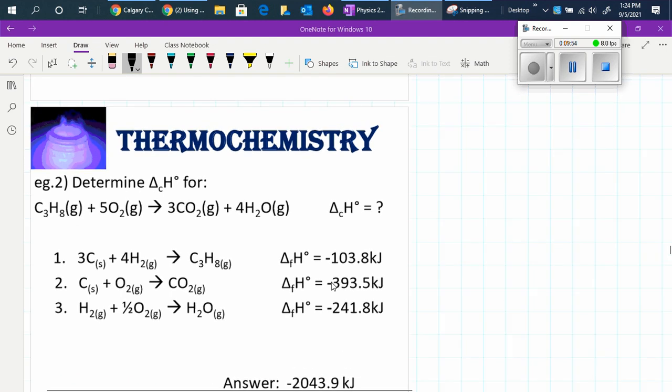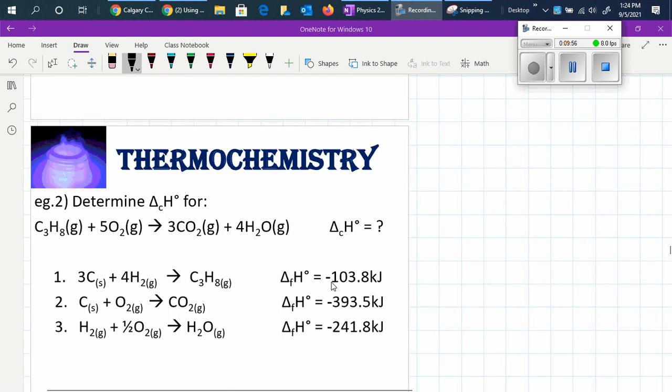So let's see another example, where we have to determine the enthalpy of combustion when we have those middle equations here. I will give you a few minutes. I suggest you stop the video, try it on your own, and then watch.